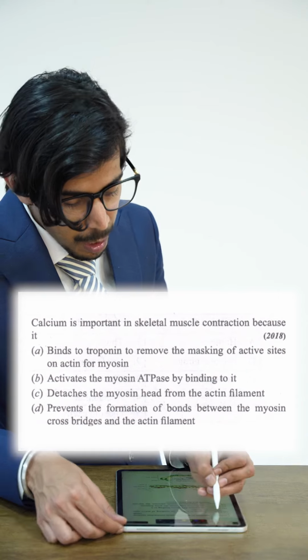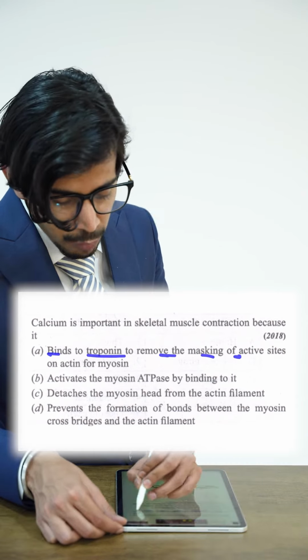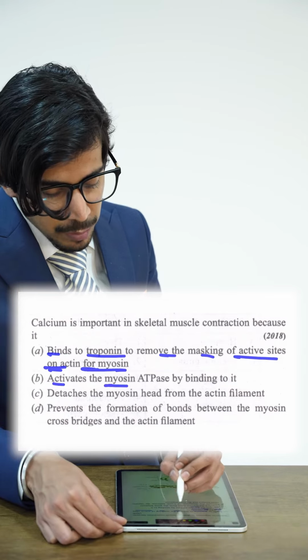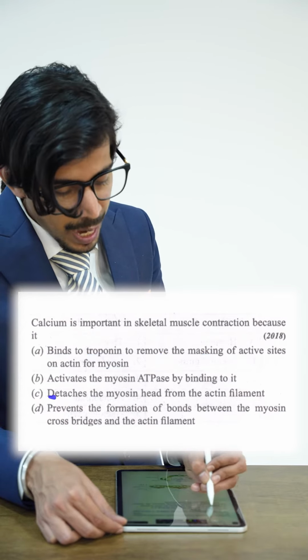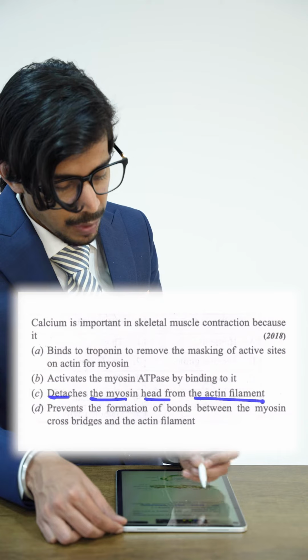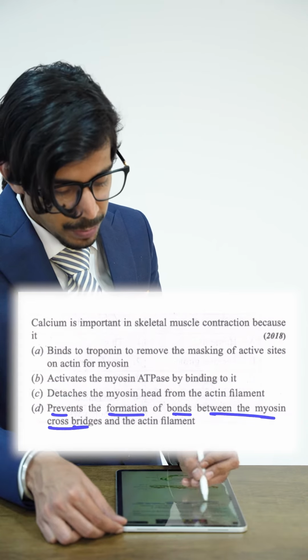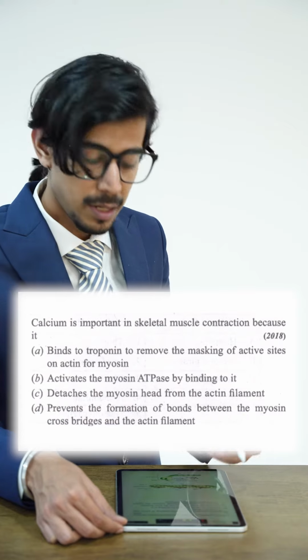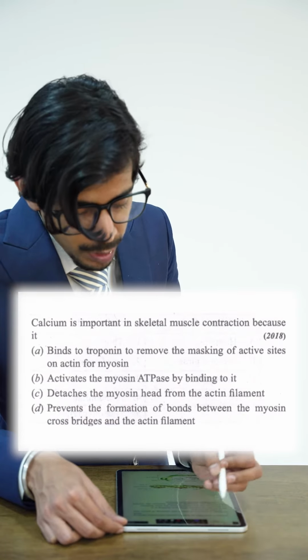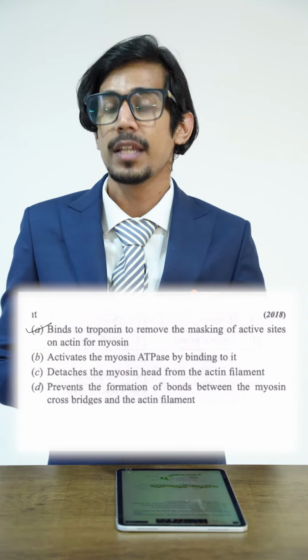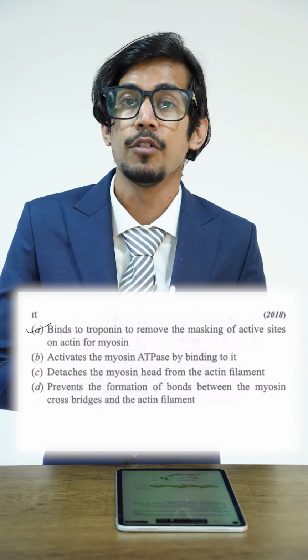The options are: binds to troponin to remove the masking of active sites on actin for myosin; activates the myosin ATPase by binding to it; detaches the myosin head from the actin filament; prevents the formation of bonds between the myosin cross bridges in actin filament. The answer is very obvious. The answer would be A, binds to troponin to remove the masking of active sites on actin for myosin.